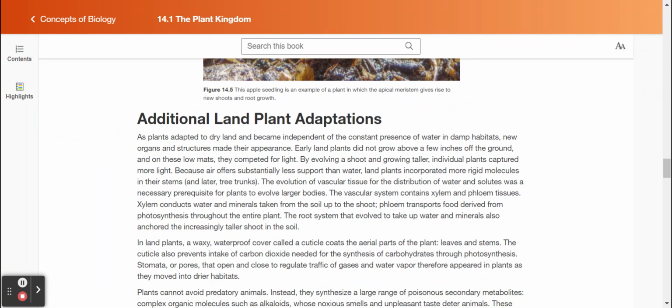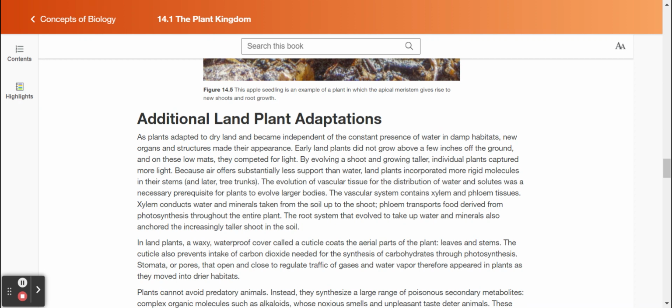Additional land plant adaptations. As plants adapted to dry land and became independent of the constant presence of water in damp habitats, new organs and structures made their appearance. Early land plants did not grow above a few inches off the ground, and on these low mats, they competed for light. By evolving a shoot and growing taller, individual plants captured more light.